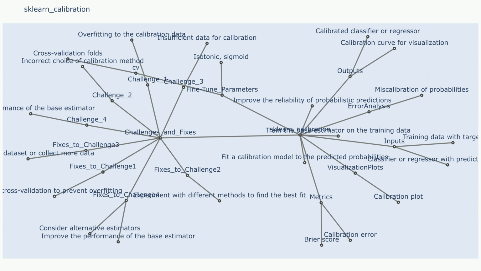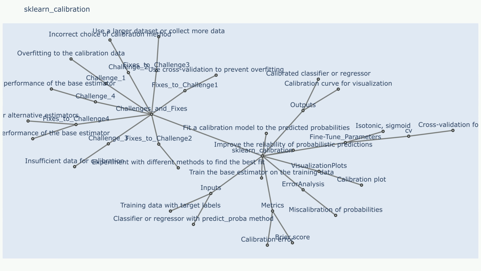Challenges and fixes. Challenge 1. Explain in detail limited calibration data. Insufficient calibration data can lead to inaccurate calibration, especially when the data is not representative of the true distribution of the events. Sample use case that resulted in Challenge 1. Imagine a model predicting the probability of a customer purchasing a product. If the calibration data consist mainly of customers who have already purchased the product, the calibration might be biased towards overestimating the purchase probability.